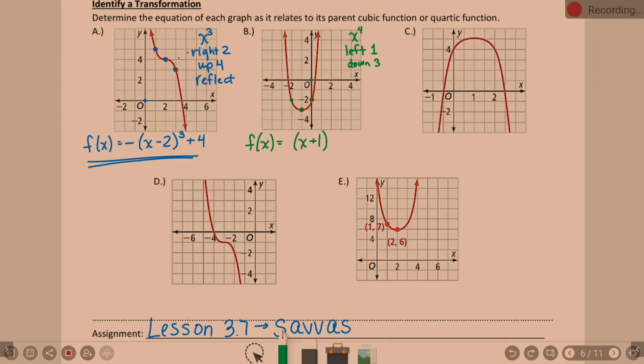Left 1 is a +1 in the parenthesis. What power are we using outside of the parenthesis? X to the 4th. Down 3 is shown as -3 outside. And do I need a negative out front? No, because there's no reflection. Got the basics? So that's what we're doing here.